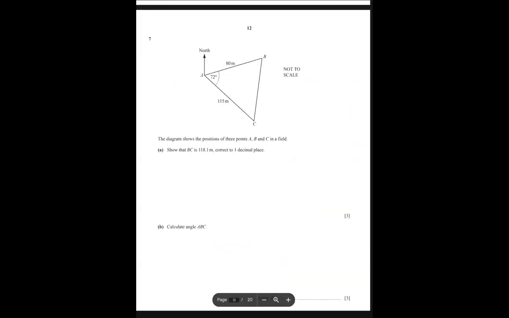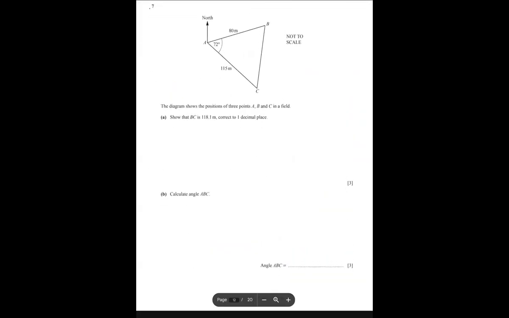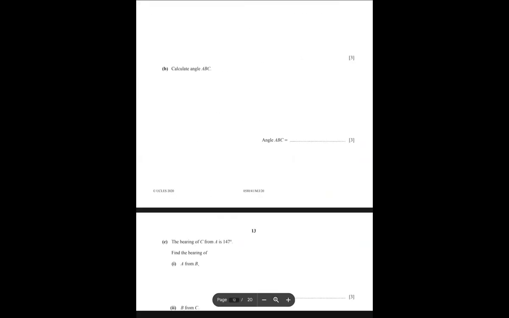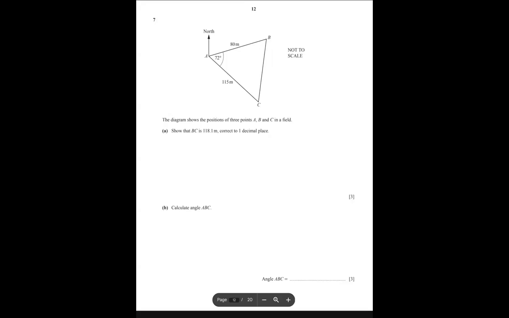Okay, next, bearings, 3 marks. These are all connected. Okay, the diagram shows positions of 3 points A, B, C. Show that BC is 118.1 meters. We use the cosine rule straight away. Why? Because you have 2 sides, 80 and 115, and you have 1 angle. BC is facing 72 degrees. So BC squared equals 80 squared plus 115 squared minus 2 times 80 times 115 cosine 72.